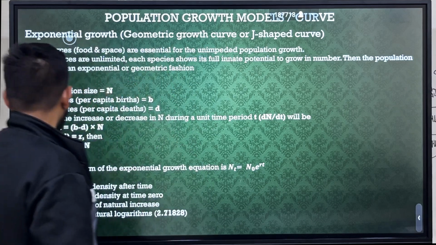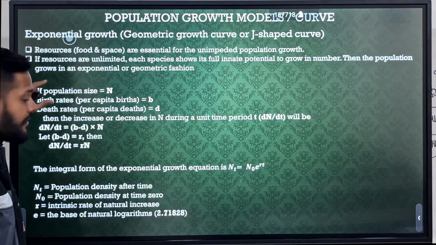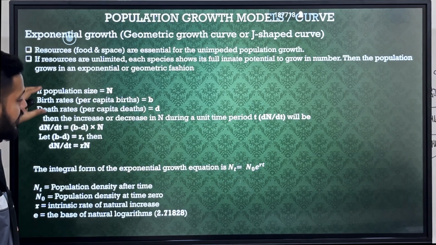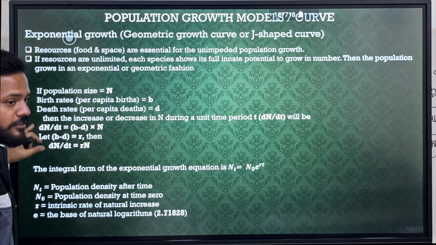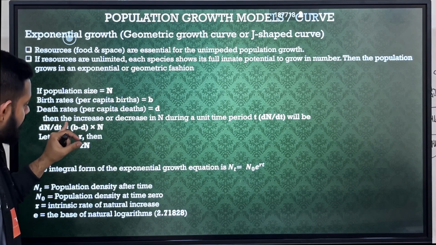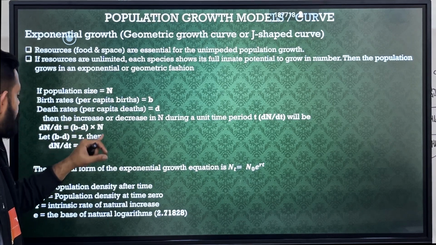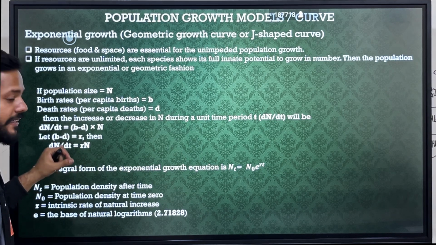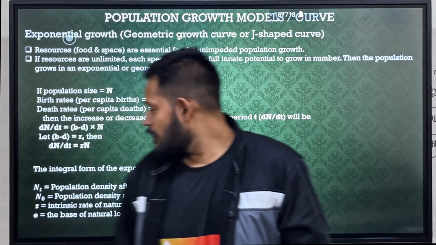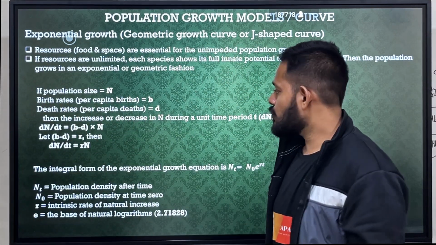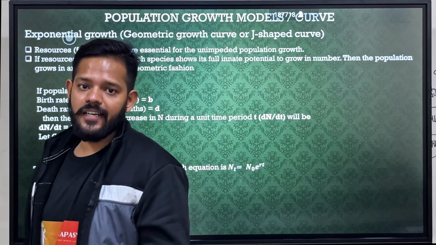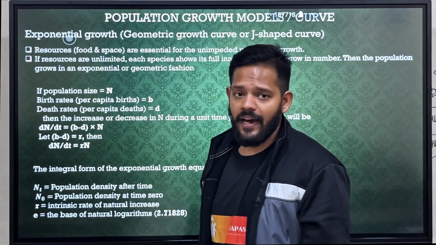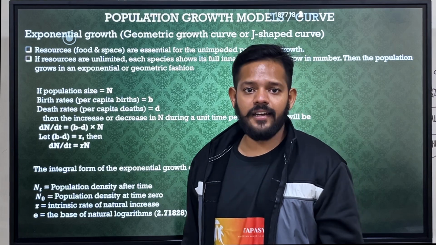Okay, so in this we have population size N, birth rate b, death rate d. By putting this into a formula, we get dN by dt equals to b minus d into N, and hence at last we have a final formula, which is dN by dt equals to rN. Here dN is the total change in population through natality and other things, and dt is the time. rN is the natality rate and other aspects.